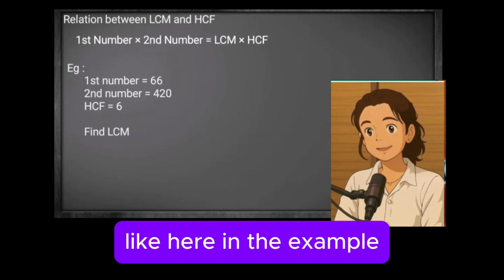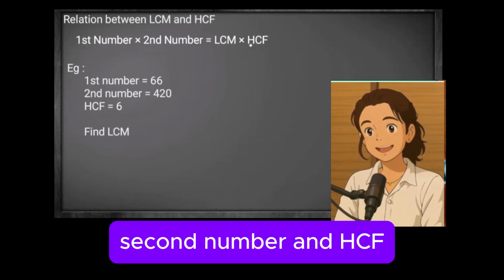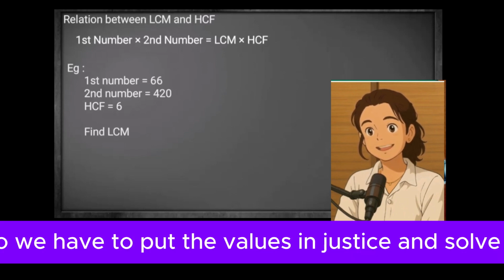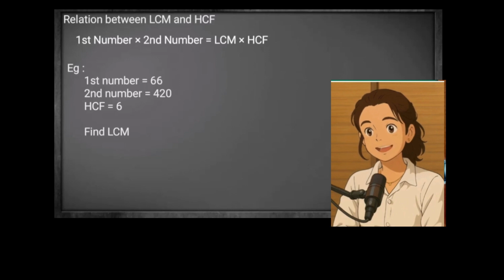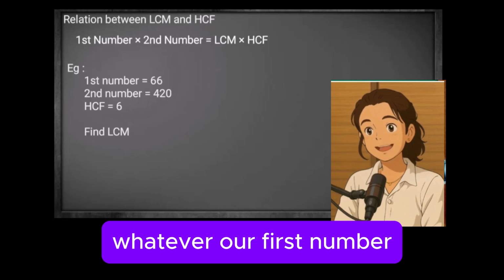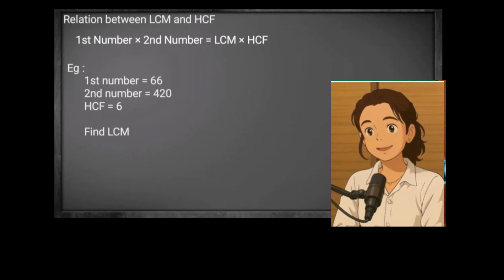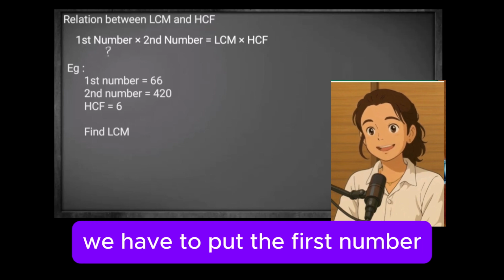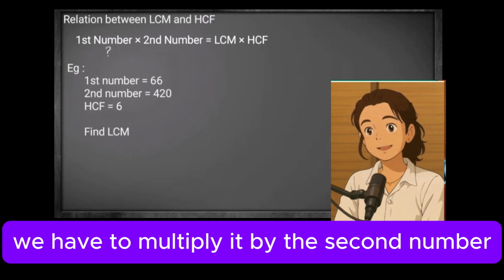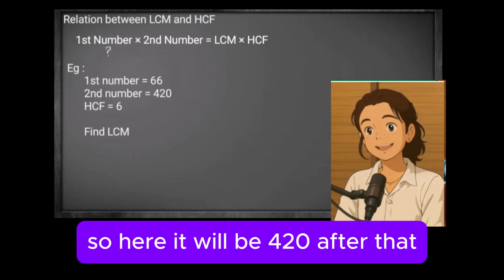Like here in the example, we have been given three things: first number, second number, and HCF. We have to find the LCM. So we have to put the values in the formula and solve it. Then we can find the LCM easily. Whatever our first number, second number, and HCF are here, we put their values. First we put the first number, whose value is 66. After that, we multiply it by the second number which has been given to us, 420.